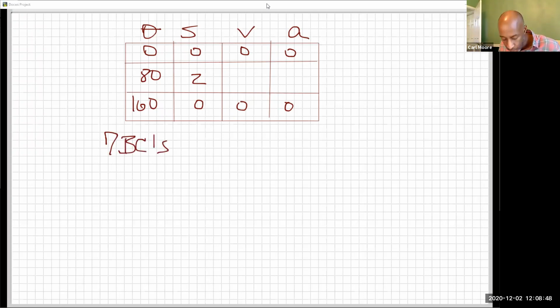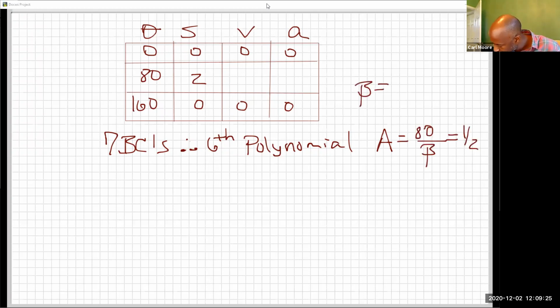That's going to mean that we have a 6th degree polynomial. Now, that's important because it shows us how to go about setting up our general polynomial. And I'm also going to set a variable a, which I'm going to use multiple times. And that a is going to be equal to 80 over beta, which is 80 over 160 or 1/2. Okay, because my beta in this case is equal to 160.